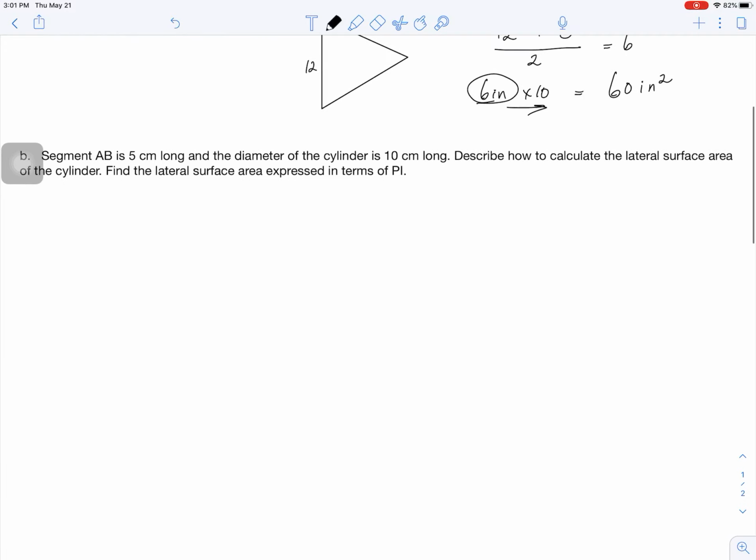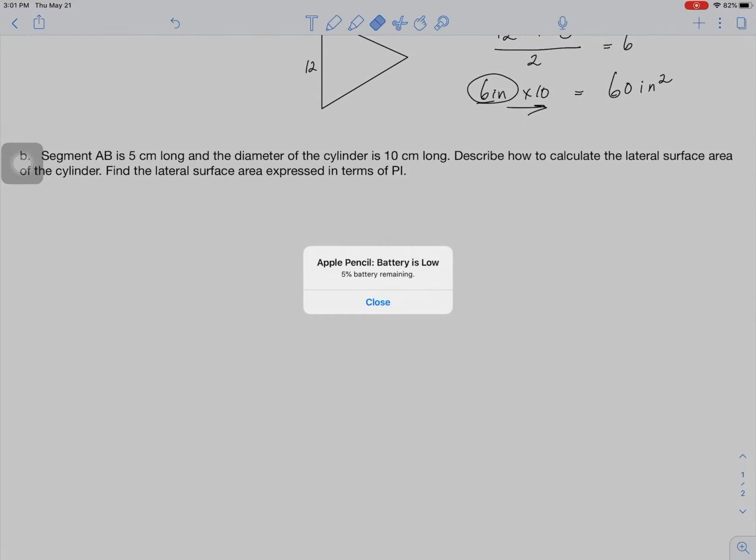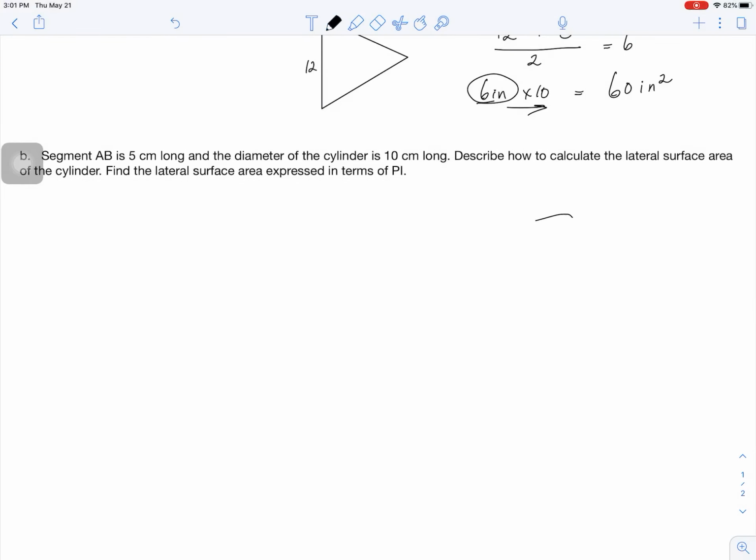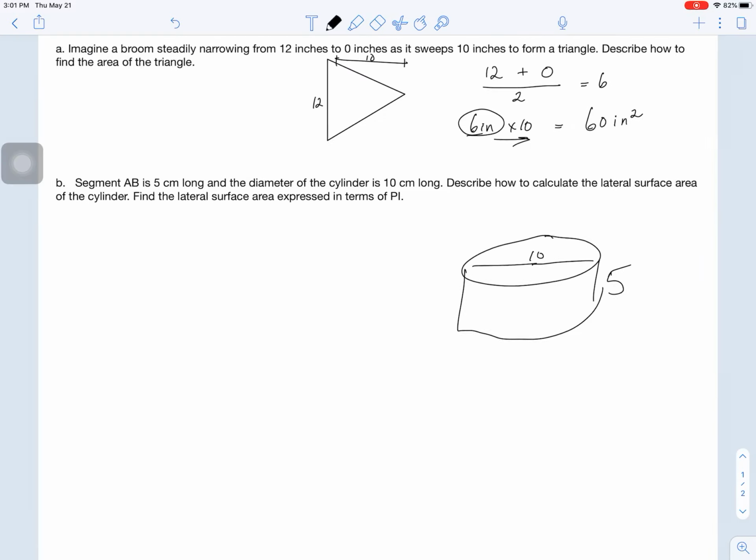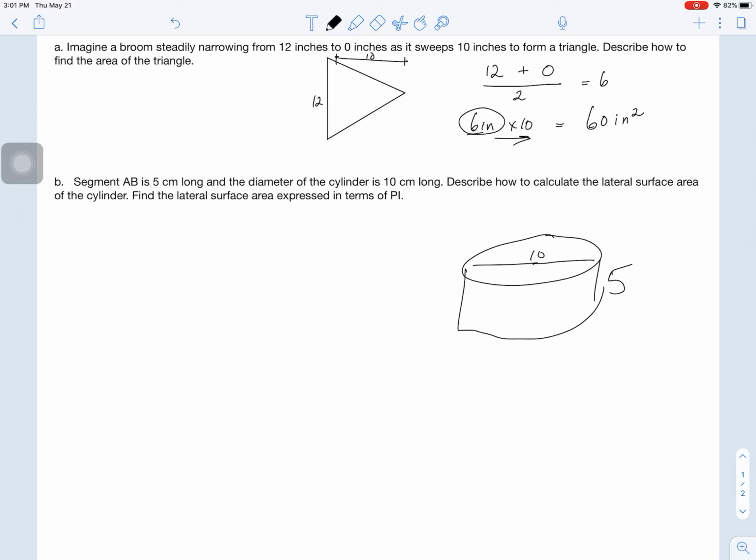The next one has a picture of a cylinder. Segment AB is 5 centimeters long, so this is AB, and the diameter of the cylinder is 10 centimeters long. Describe how to calculate the lateral surface area of the cylinder, and find the lateral surface area in terms of pi.